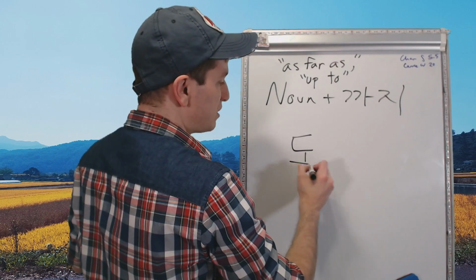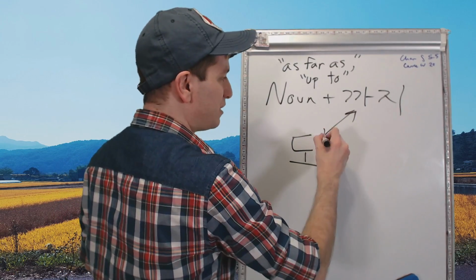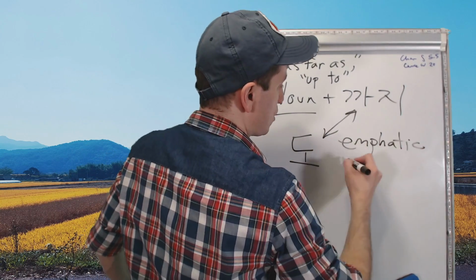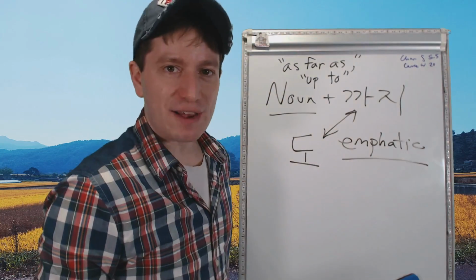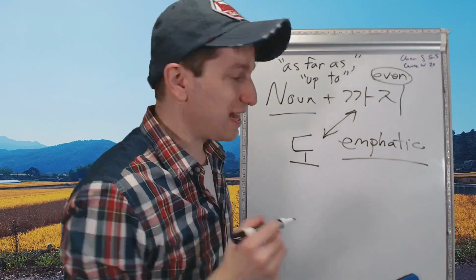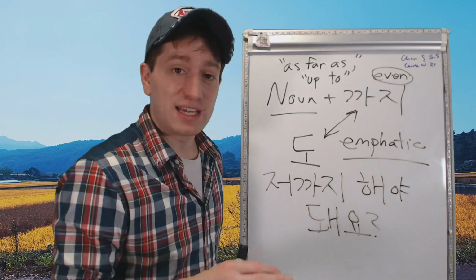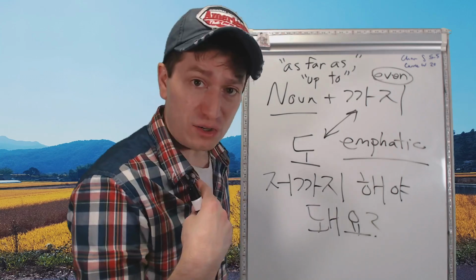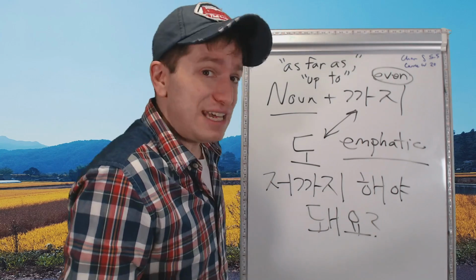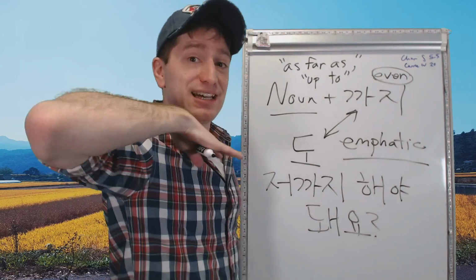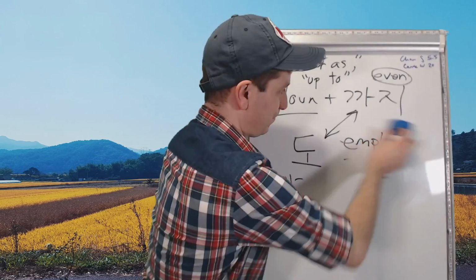You can also use this 까지 in the same way that you can use 도 after nouns. But this is much more emphatic. So the meaning of 까지 when it's used after a noun is also, even, or to, just like 도. You could say 저도 해야 돼요. Do I have to do it too? Do I even have to do it? 저도 해야 돼요? Or you can say 저까지 해야 돼요. Even I have to do it? Even me? As far as? Up to me? It's a stronger way of saying 도.